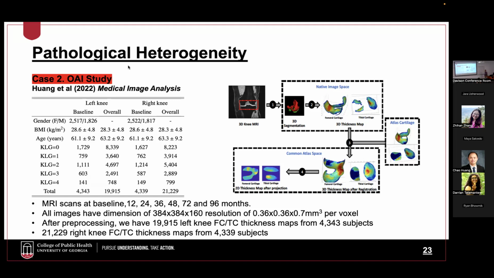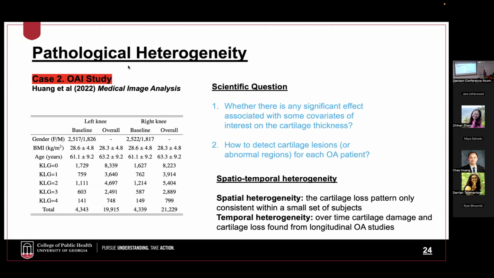Because of this longitudinal study, these pathological patterns have heterogeneity in two different directions. The first direction we call spatial heterogeneity. That means the pathological patterns can be different across different subjects. We also have temporal heterogeneity. Even if you focus on one single subject, these pathological patterns can change across time points. At baseline, maybe the subject is still a normal control, but after several time points, he or she may become an OA patient.